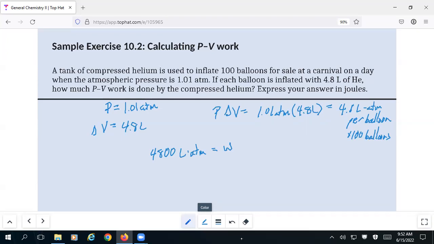Now, the question was, we have to express our answer in joules. This is not a conversion that you're going to be asked to do very often, but there is a conversion between liter atmospheres and joules. We just need to look it up.